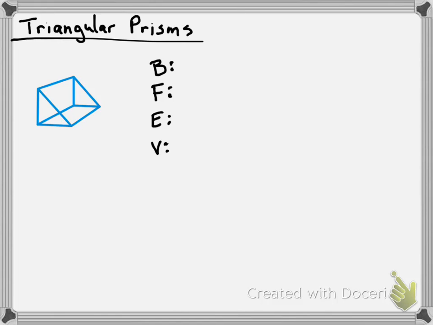Well, I look and I see, are there 2 parallel sides that are congruent? Yes, these 2 triangles are the same shape and they're parallel to each other. So that means I have 2 bases. Now for the faces, I have both bases, so that's already 2 faces. Then I have this back side, that's 3, the bottom, that's 4, and then this front, the top part right here, that's 5. So there are 5 faces on a triangular prism.